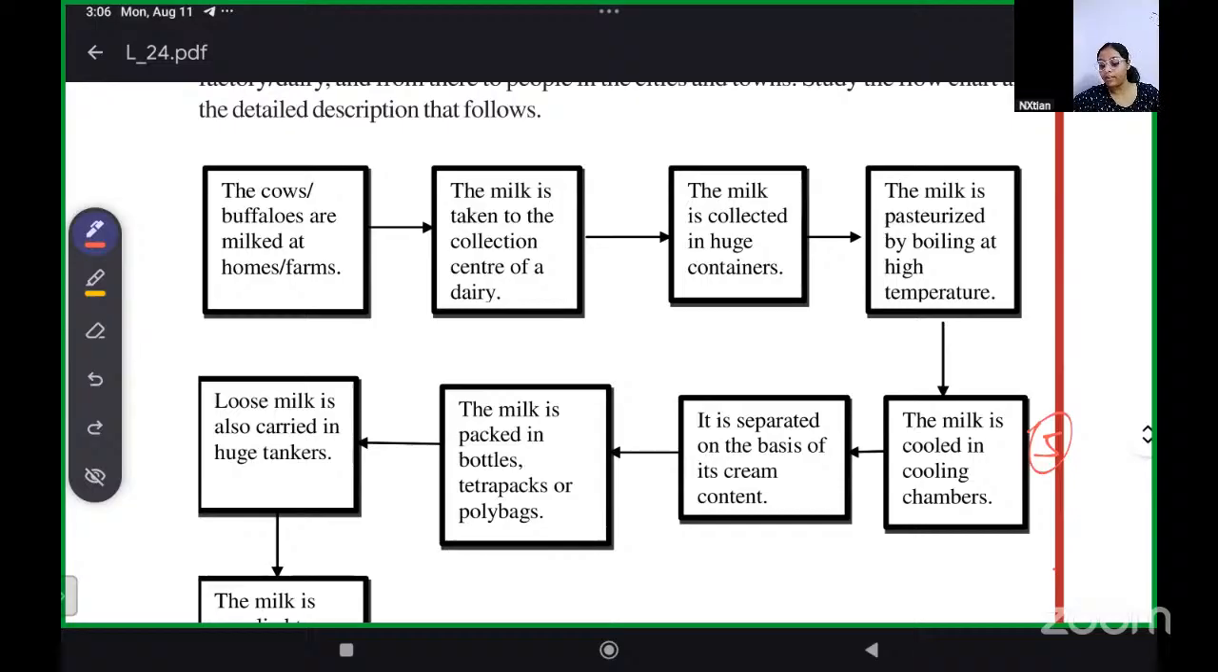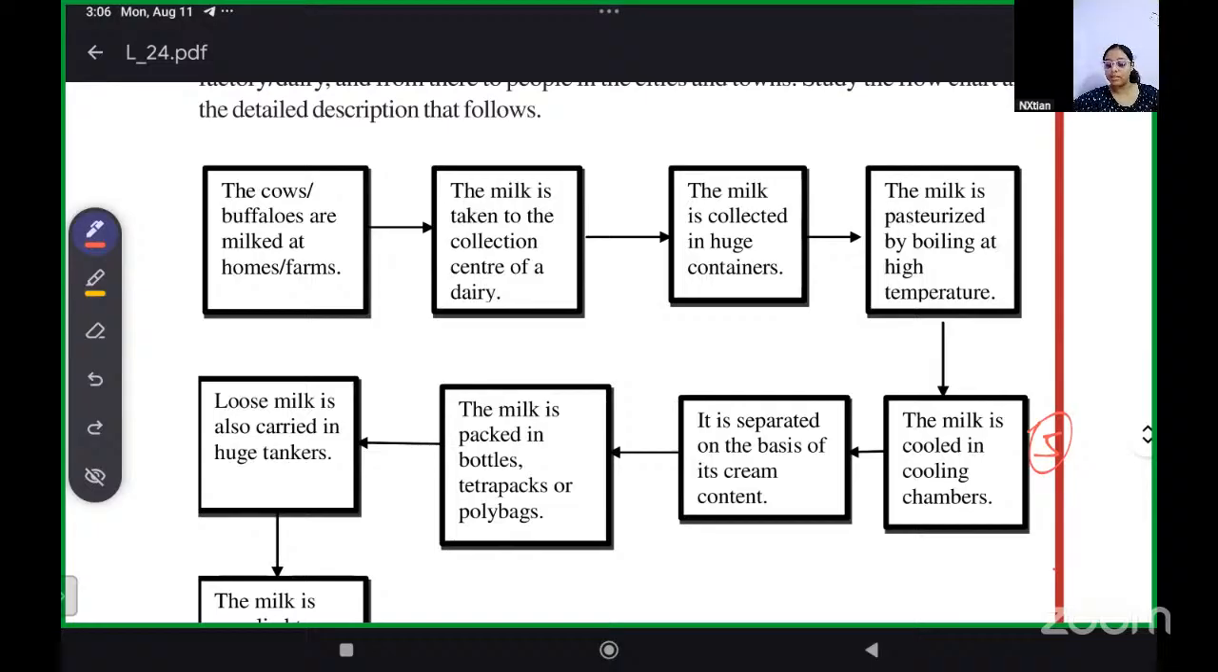Okay, what does it mean? The cream content is, if you've seen at our home when the milk cools down, a layer sets on top of it. So the buffalo milk has a higher cream content compared to the cow milk. This I told you all. It is healthier. Okay, so they separate the milk on the basis of its thickness and its cream content.